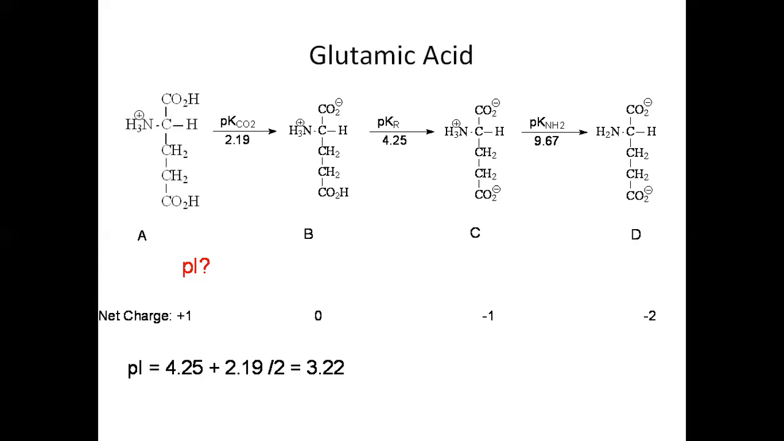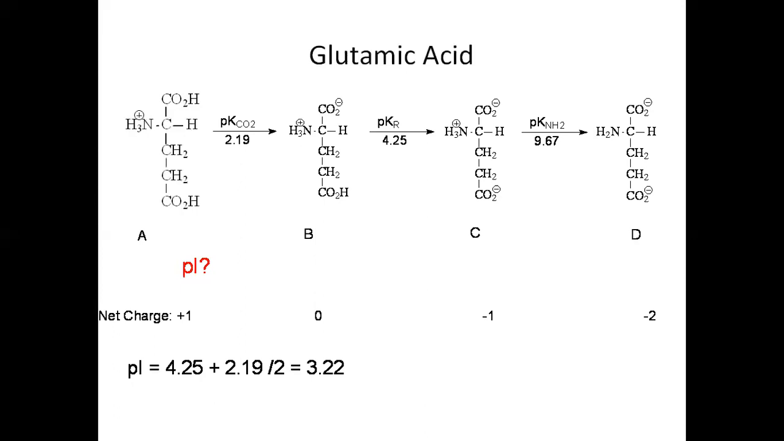So for structure A, I see one positive charge and no negative charges, so the net charge is +1. And I've written that in the fourth line down on the slide. In the same manner, when we look at structure B, I see that this is the zwitterion form. Structure C has 2 negative charges and 1 positive charge for a net charge of -1. And structure D has 2 negative charges and no positive charge for a net charge of -2.